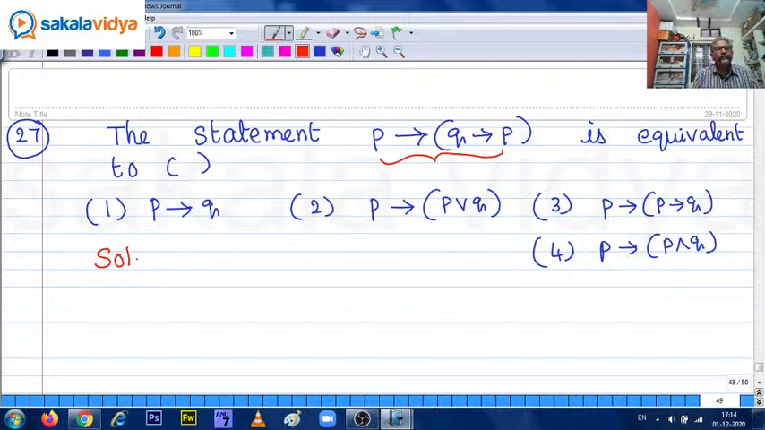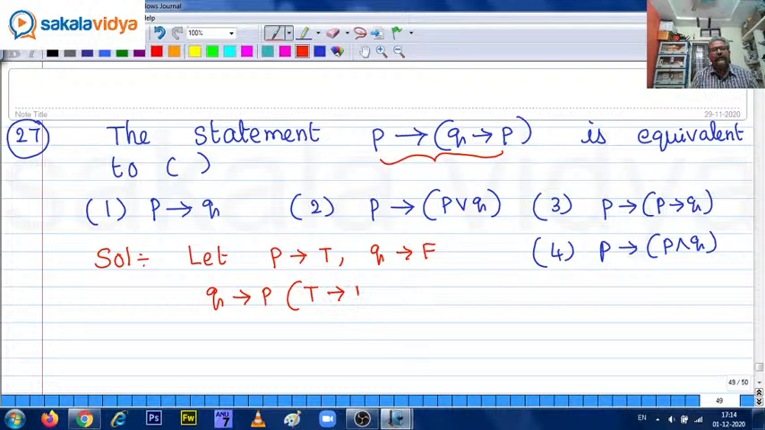Solution, let us do like this. Let us consider the truth value of P be true, and the truth value of Q say false. Now first find out Q implies P. The truth value of Q implies P, that is T implies F. T implies F is false itself only. You will be getting this is false.